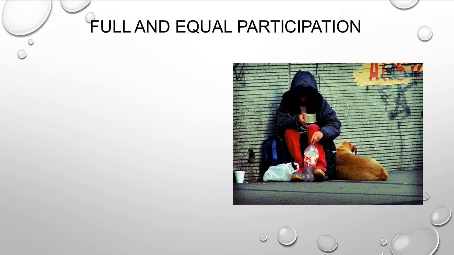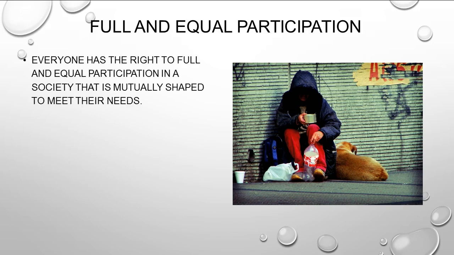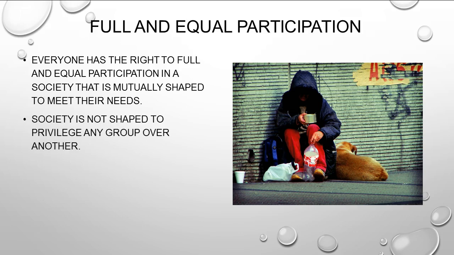So the first characteristic of social justice is this idea of full and equal participation. Basically, everyone has the right to full and equal participation in a society that is mutually shaped to meet their needs. That means that the very structure of society is inclusive of everyone, so society is not shaped to privilege any group over another. And more specifically, it's about ending social stratification. We've talked about social stratification in this class before. Organizations or anyone that focuses on full and equal participation is trying to undo that.